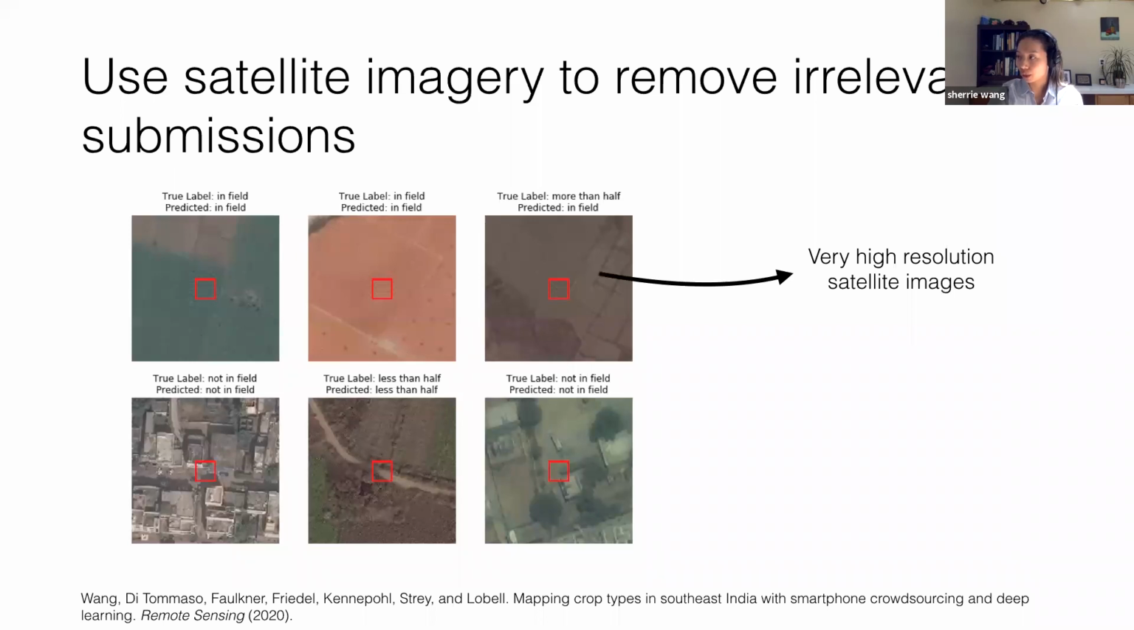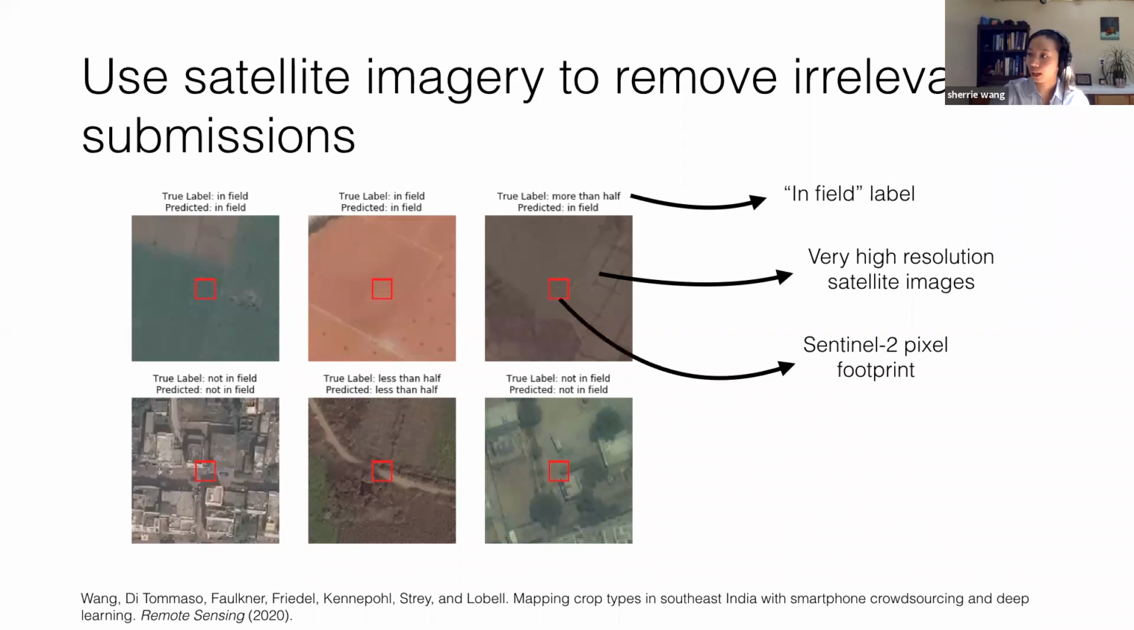So these very high resolution satellite images are at 0.3 meter resolution, and they're going to come from Digital Globe. We ourselves labeled about 1,000 images for whether this red box in the center is falling inside a field, more than half inside a field, less than half, or just completely not in a field. And then with these labels and images, we're also going to draw this Sentinel-2 footprint in the center to mark what a 10-meter pixel would look like.